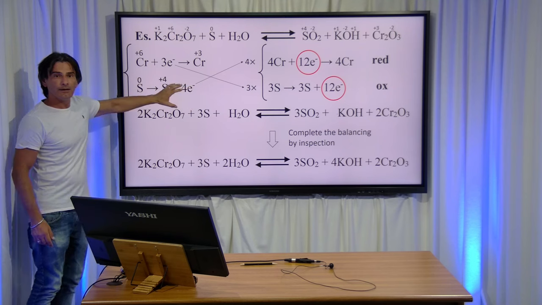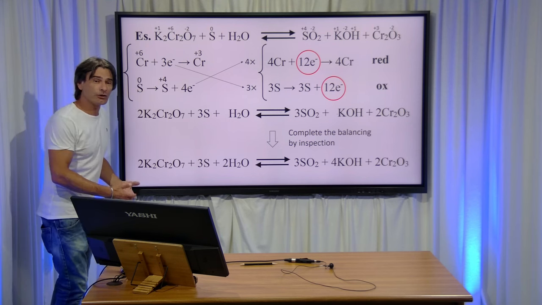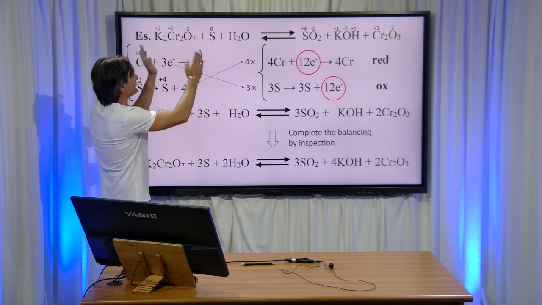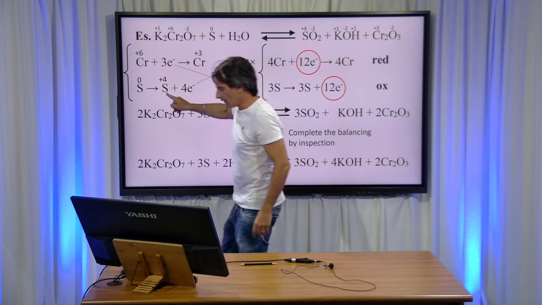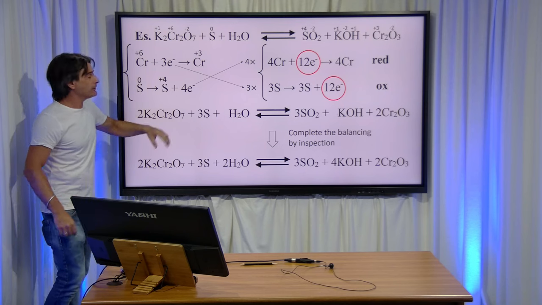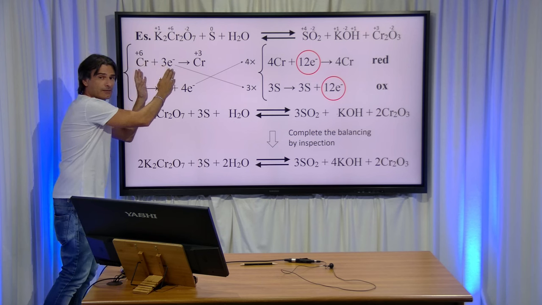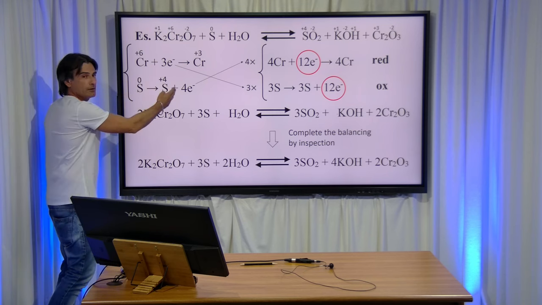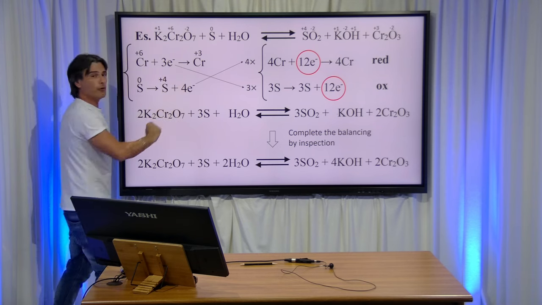Here I have written the incomplete half reaction of oxidation of the sulfur, because I can notice that sulfur changes oxidation number from the reactants to the products, from 0 to plus 4. I have written this oxidation half reaction, in which the electrons are products. In the first, that is a reduction, the electrons are reactants. Sulfur with oxidation number 0 gives sulfur with oxidation number plus 4 contained in that oxide, plus 4 electrons.